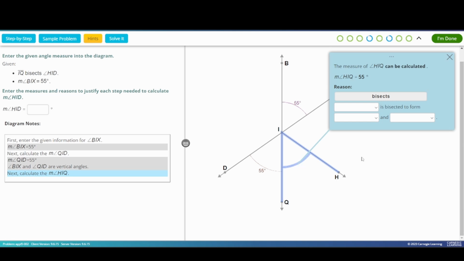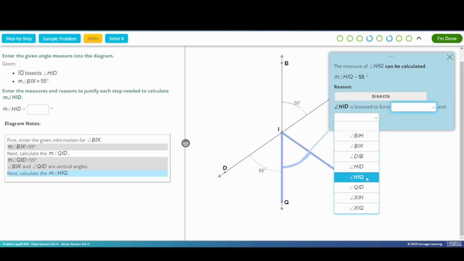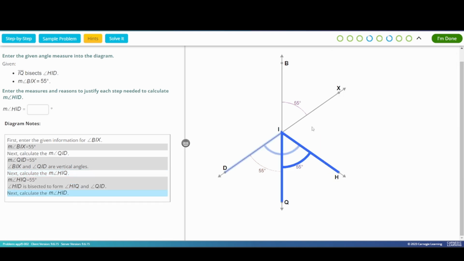So that's DIH, or HID. And that's forming this one, which is HIQ, and this one, DIQ, or QID. Okay. And then what's it say? HID. So together, 55 plus 55. Well, 50 and 50 is 100. Another 5 and 5 is 10. So this would be 110 degrees.